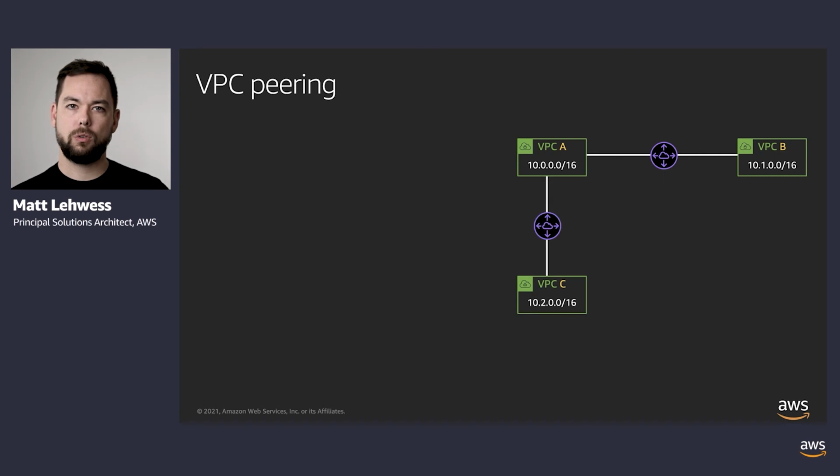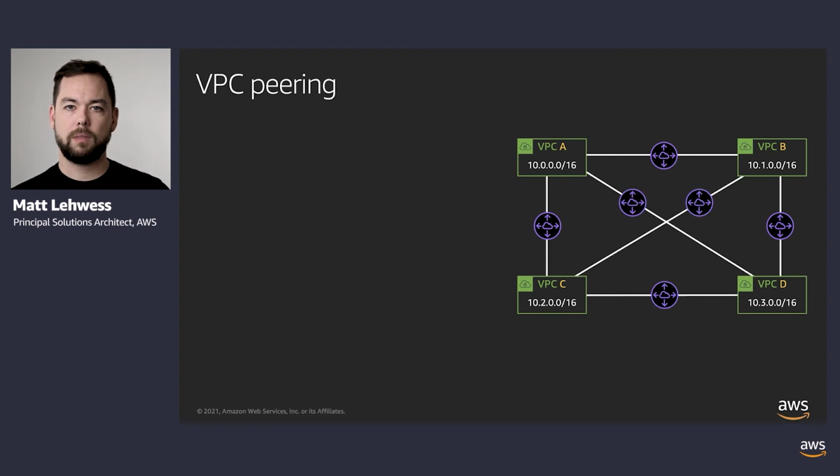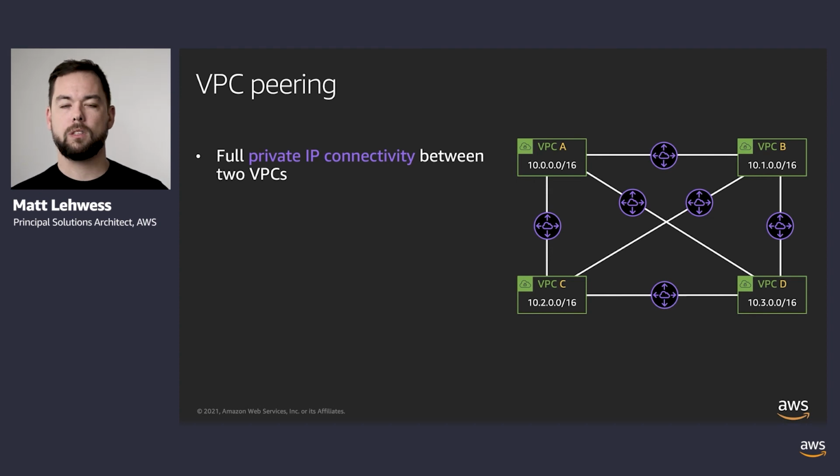What we can also do is connect other VPCs to that same VPC. Or we can connect all the VPCs together in something like this in a full mesh type topology. Now, there's a couple of things to think about with VPC peering. So it is full private connectivity between your VPCs. You can peer across regions. And so this is immensely important if you want to have a multi-region deployment.